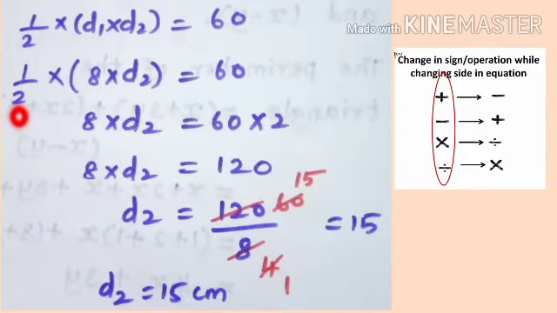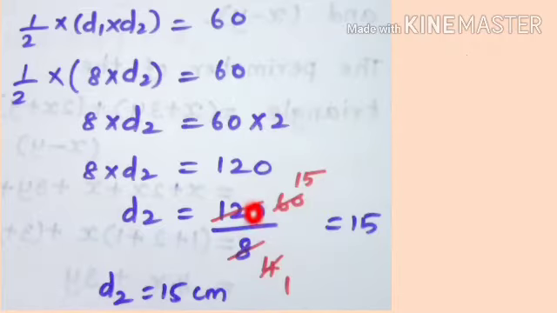Here, in the next step, this 2 goes to the numerator. That is, 1 by 2 becomes 2 when it crosses the equal to sign. So 8 into D2 is equal to 60 into 2. And 60 into 2 is 120. By multiplying 60 and 2, we get 120. So now 8 into D2 is equal to 120. Now 8, when it crosses the equal to sign, becomes 1 by 8. Multiplication becomes division. So that is 120 divided by 8.